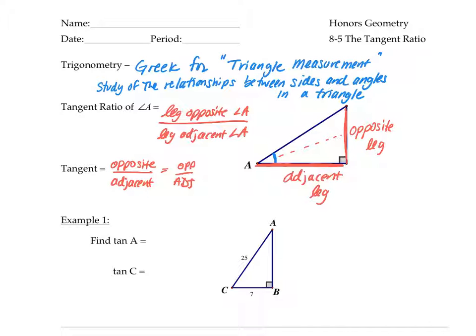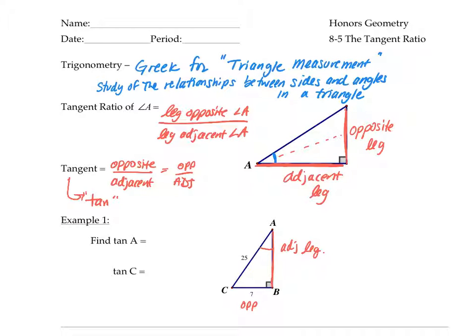In example 1, we have to find the tan of angle A. By the way, that's the abbreviation for tangent, just TAN. The tangent of angle A. We also have to find the tangent of angle C. Well, first of all, notice where angle A is. For angle A, 7 is the opposite leg, and AB over here is the adjacent leg. But we aren't given the length of it. So the first order of business would be to find the length of that leg.